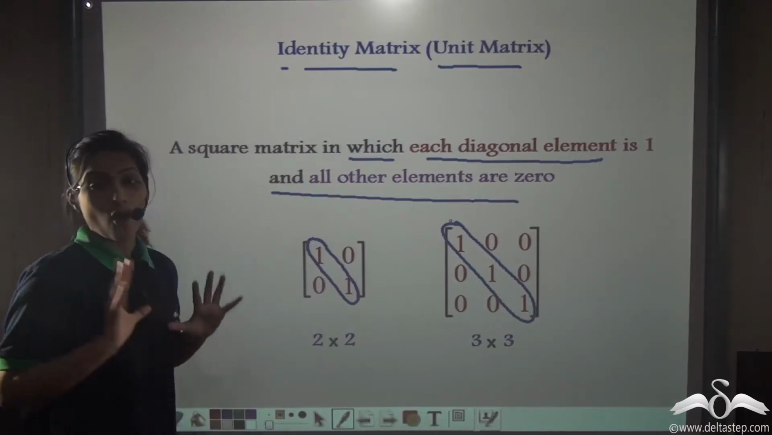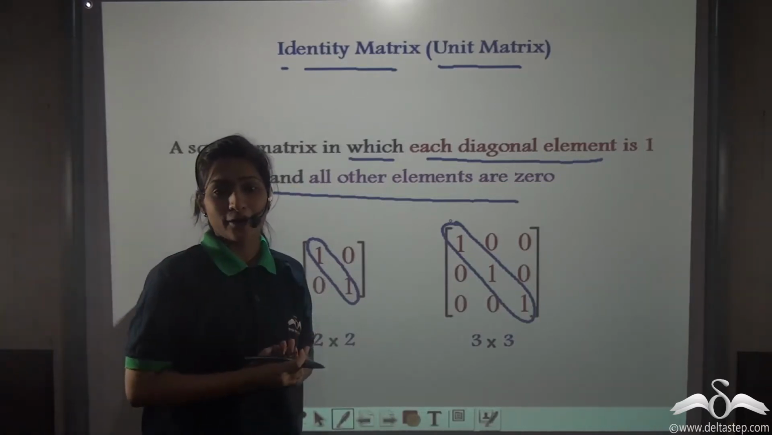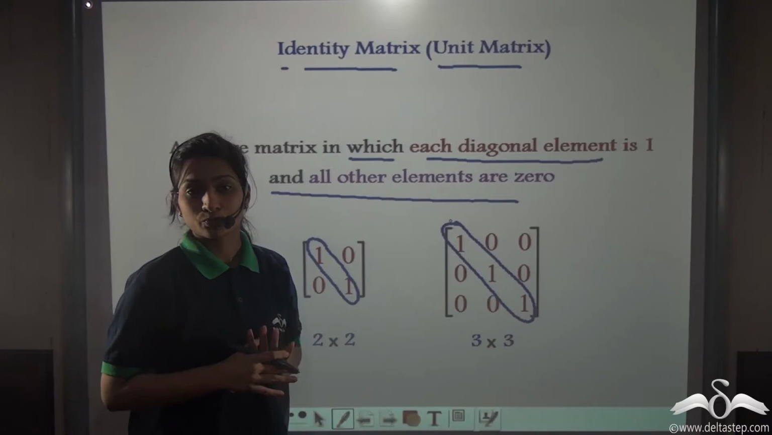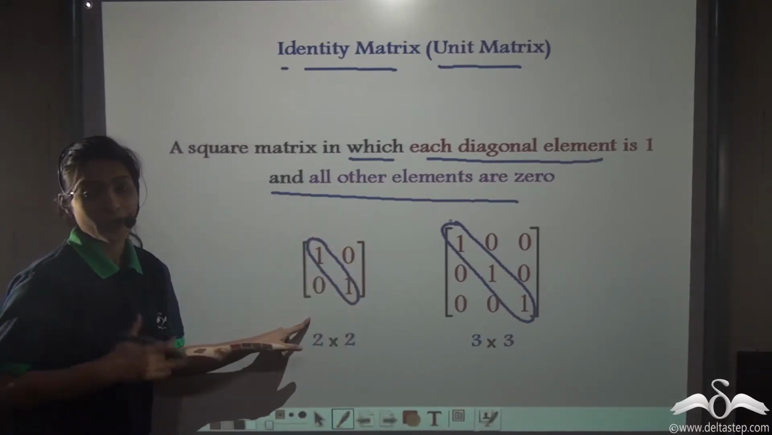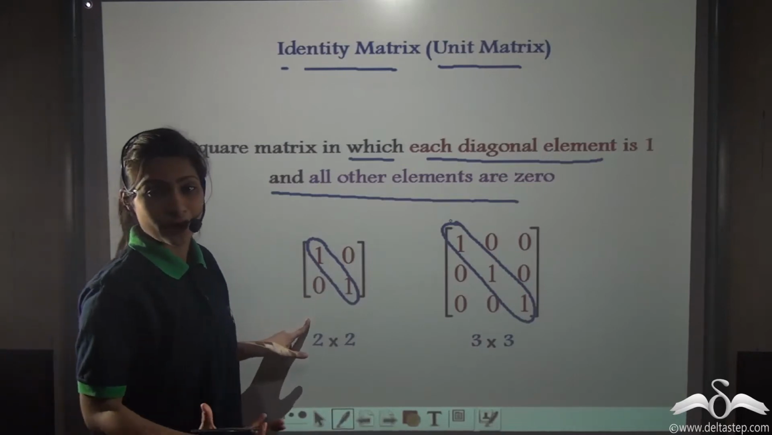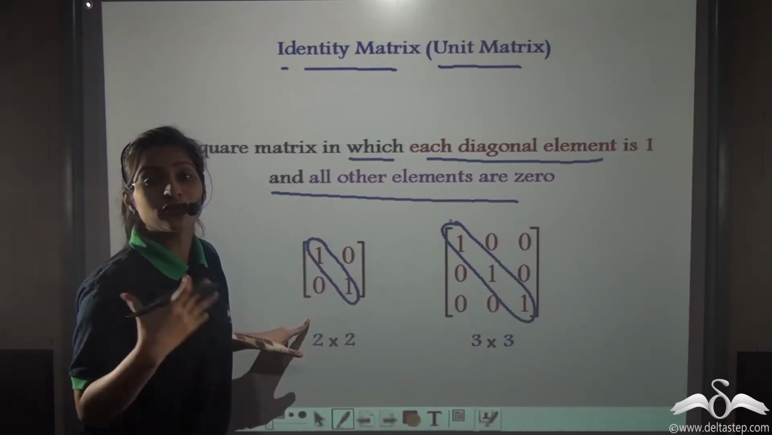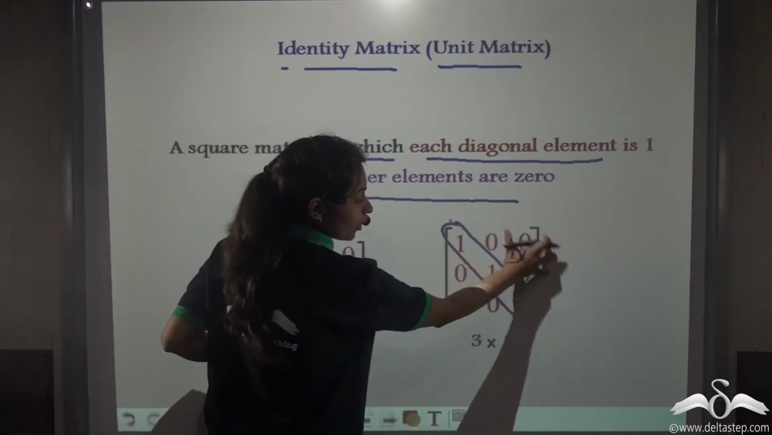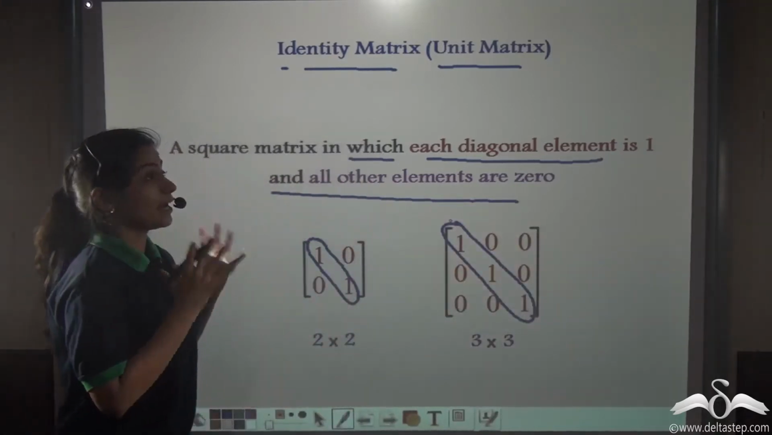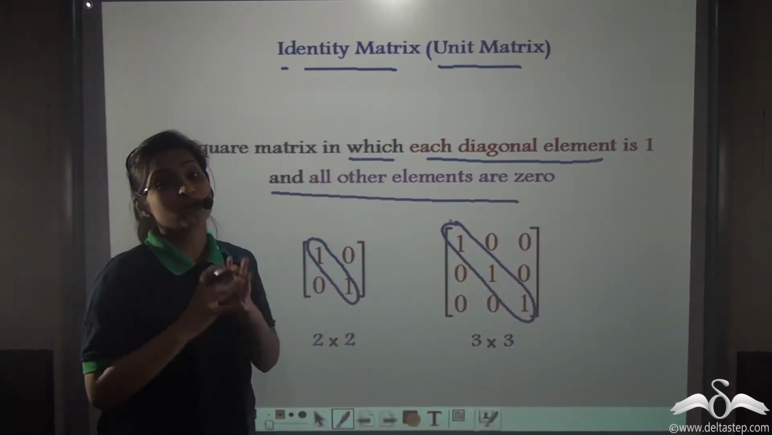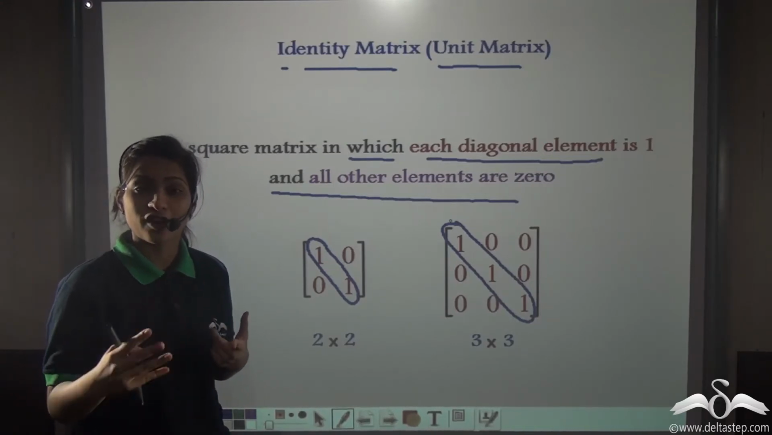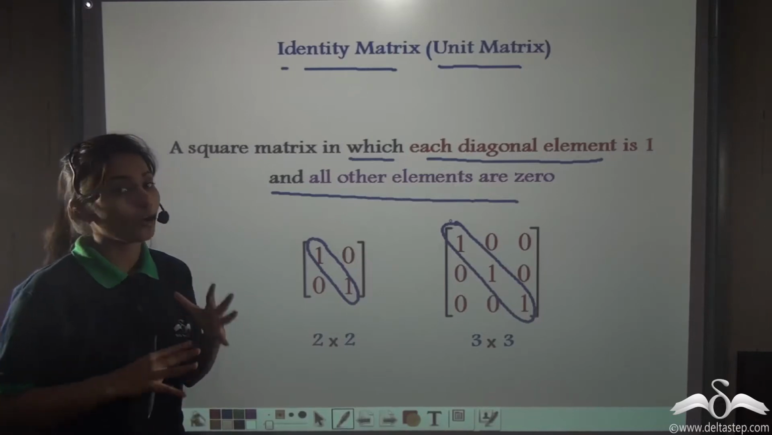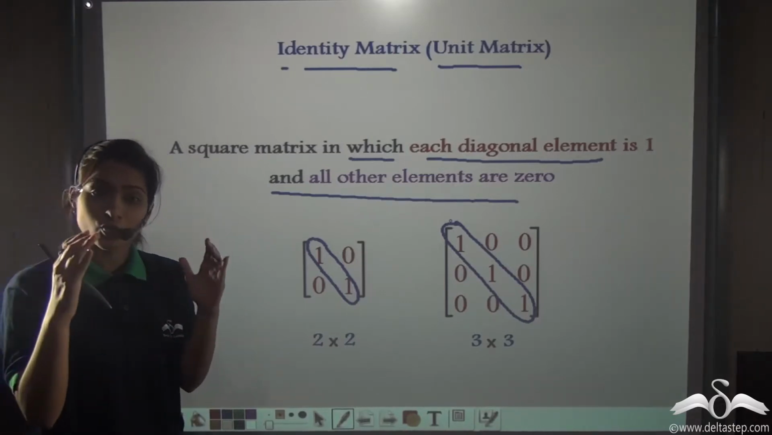So if I say write an identity matrix of order 2 by 2, even without looking at any numbers, you should be able to write this. If I say write an identity or unit matrix of order 3 by 3, this should be your answer. An identity matrix will always be a square matrix. It will be of the order 2 by 2, 3 by 3, 4 by 4, 5 by 5 and so on. It will not be of any other order. It needs to be a square matrix.